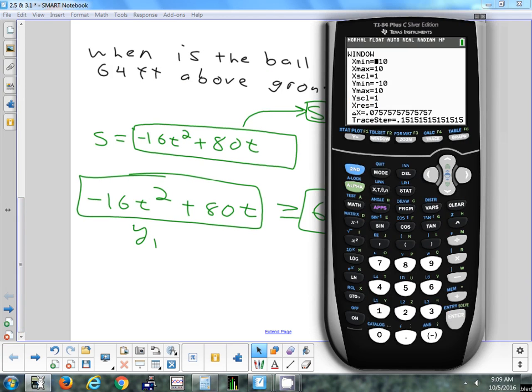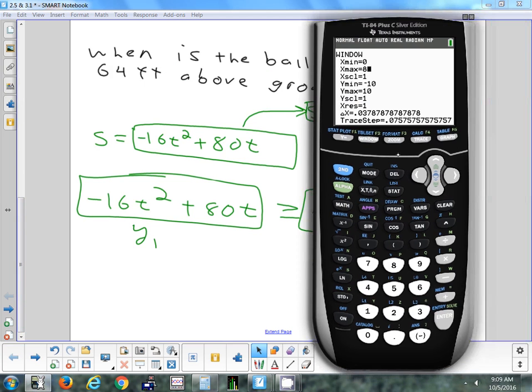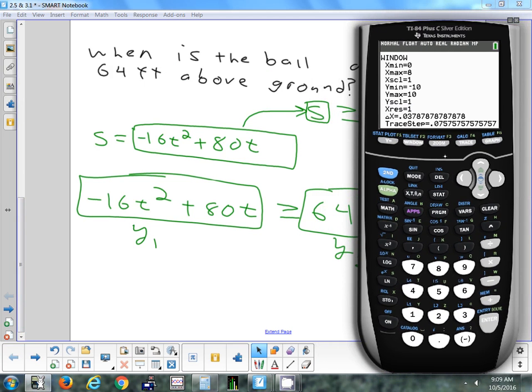X, or t in my formula, represents time. What should be a minimum value for my time? 0. Time shouldn't be negative. The maximum amount of time, I don't know how long this object is in the air for. I'm going to guess it's in the air less than 8 seconds. If it's not, it's going to go off the screen, and I'll adjust it. Yep. What was the second number? 64. Like 4.99999 seconds. When the time equals 5, then it's back on the ground.